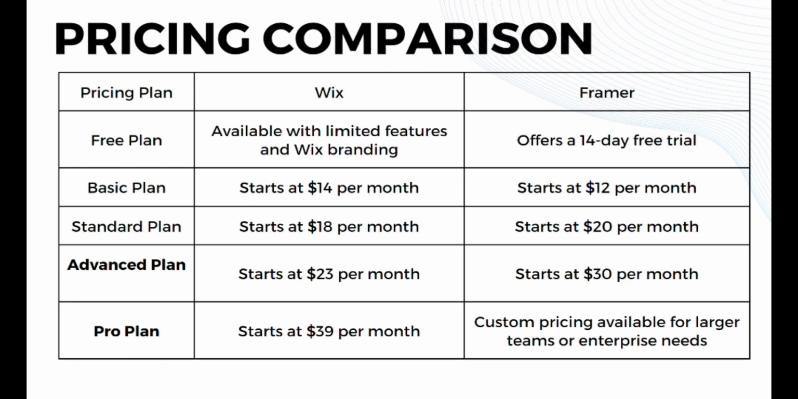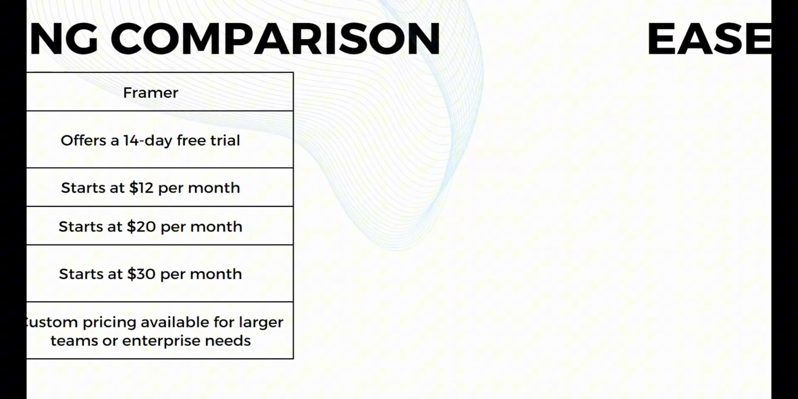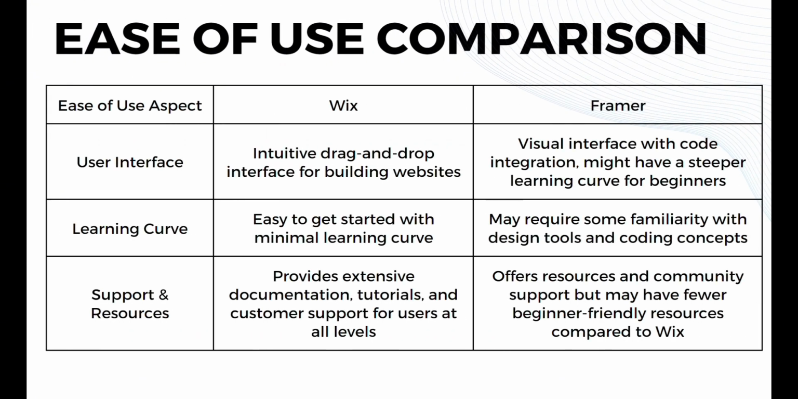And in terms of the Pro plan, Wix starts at $39 per month, while Primer has custom pricing available for larger teams or enterprise needs. Now moving on to ease of use comparison, in terms of user interface, Wix offers an intuitive drag-and-drop interface for building websites, while Primer offers a visual interface with code integration, which might have a steeper learning curve for beginners.